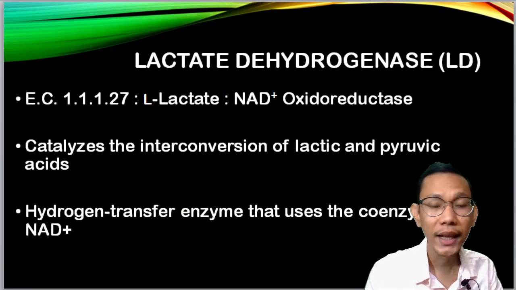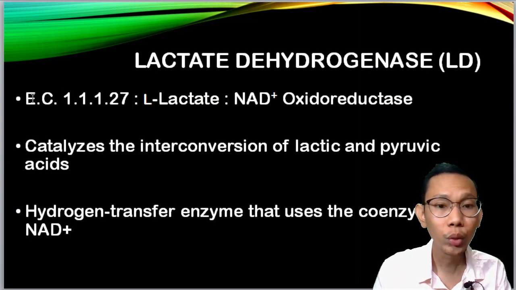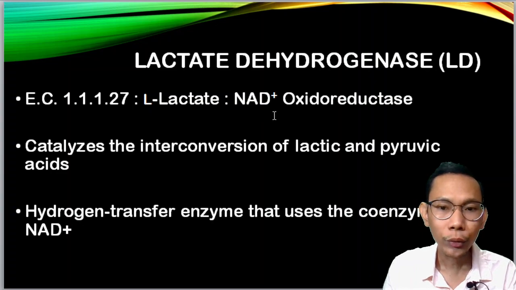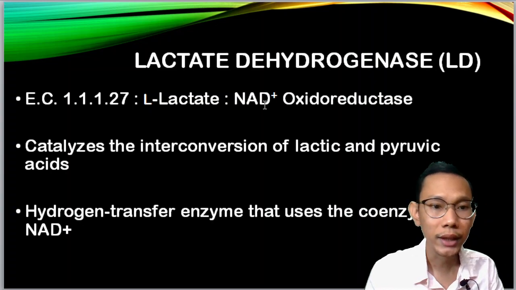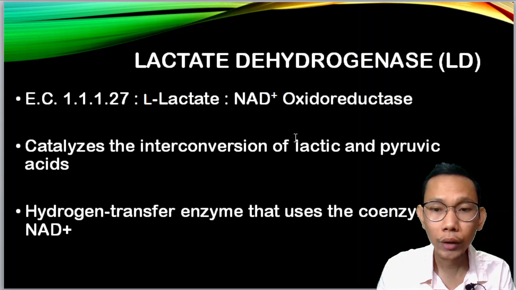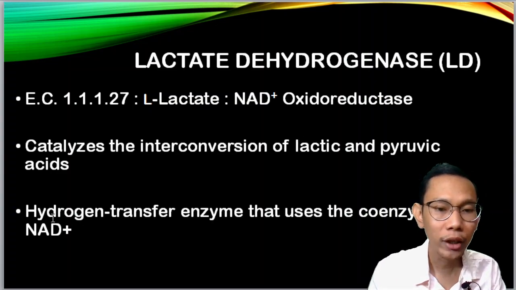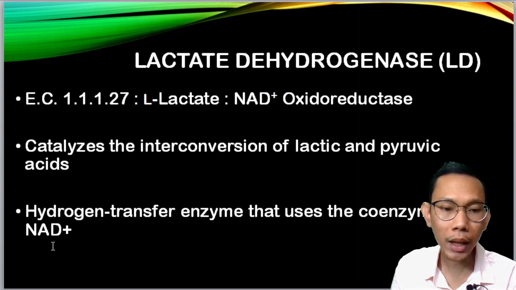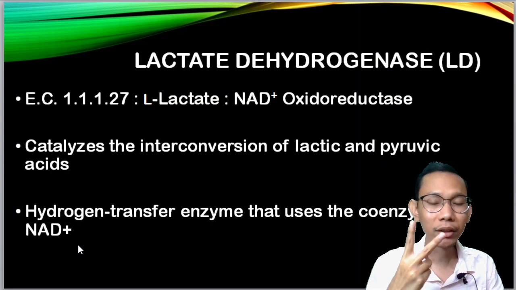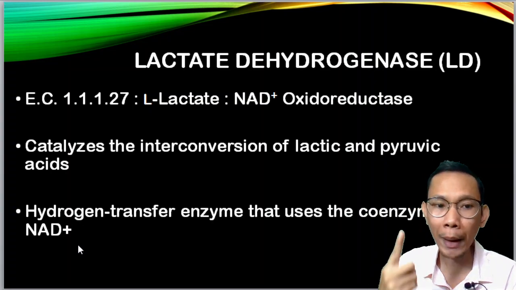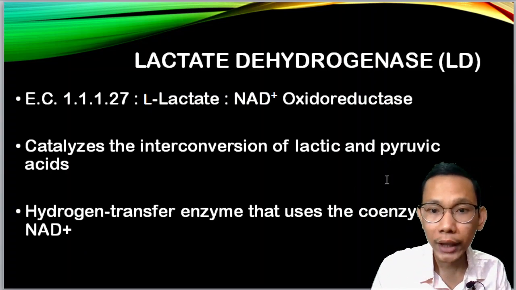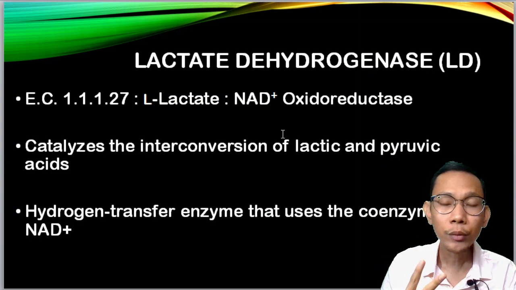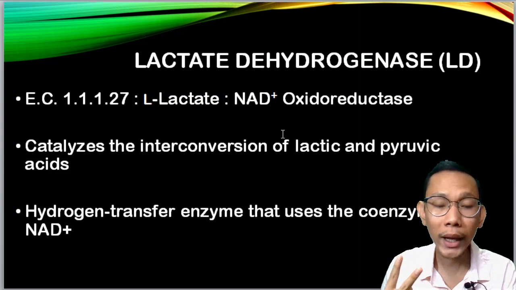Your lactate dehydrogenase has an enzyme nomenclature of EC 1.1.1.27. It is also termed L-lactate, NAD+ oxidoreductase. NAD+, when we say NAD+, this is the oxidized form of nicotinamide adenine dinucleotide. It catalyzes the interconversion of your lactic and pyruvic acids, a hydrogen transfer enzyme that uses the coenzyme NAD+. So in short, lactate dehydrogenase has only two actions. It either converts lactate to pyruvate or pyruvate to lactate. Since its other name is oxidoreductase, its action is either to oxidize or to reduce your coenzyme NAD+.